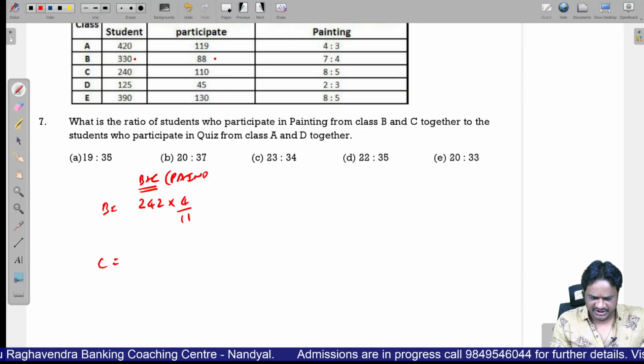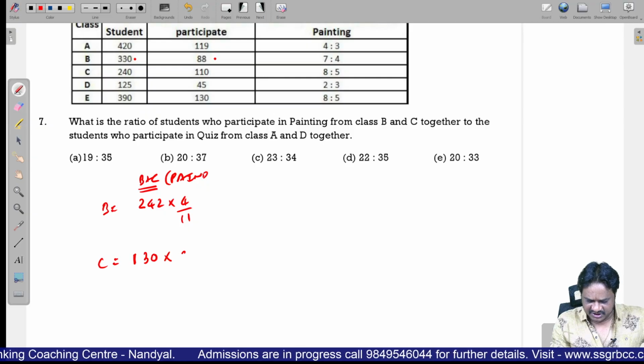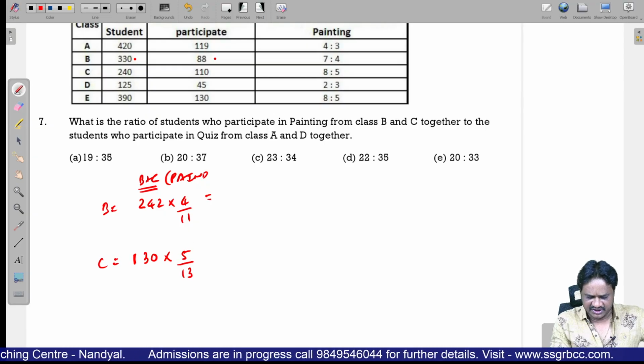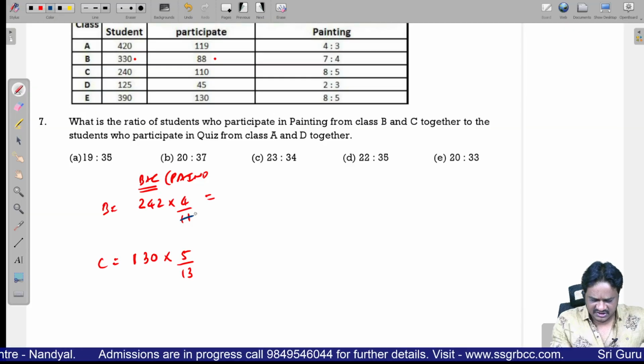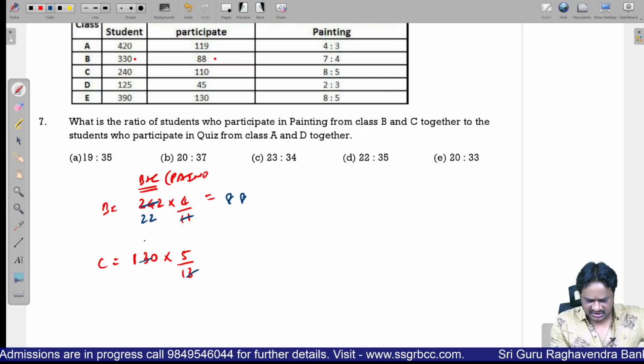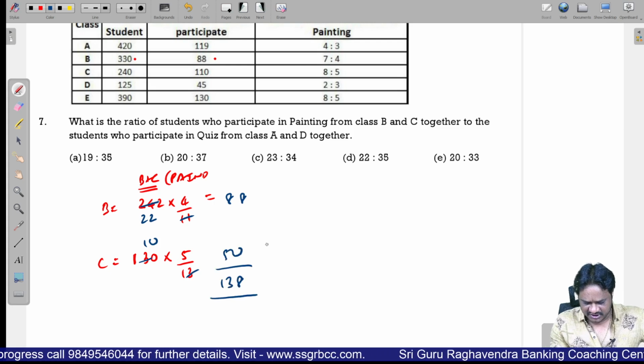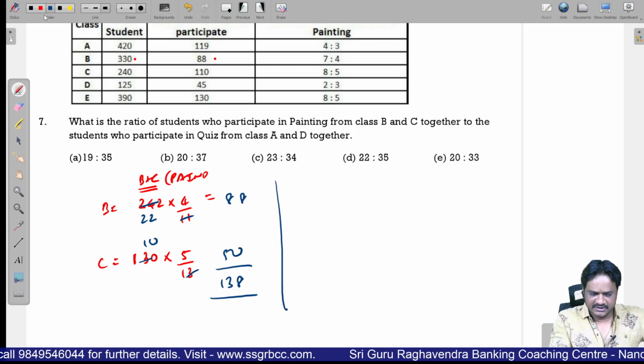Now come to C. Out of 240, 110 are not participating, 130. Painting will be 5 by 13. Do the calculation. 11 twos, again 11 twos, it is 88. 13 ones, 13 tens, it is 50. Total 138.